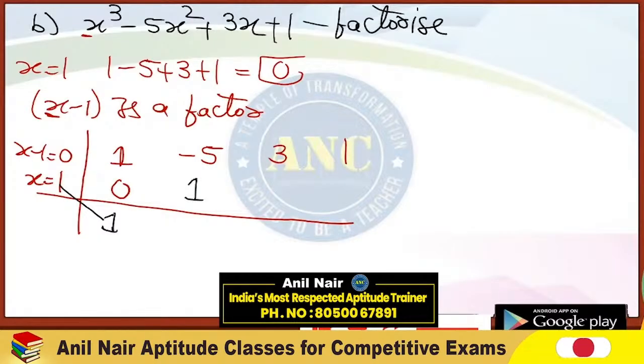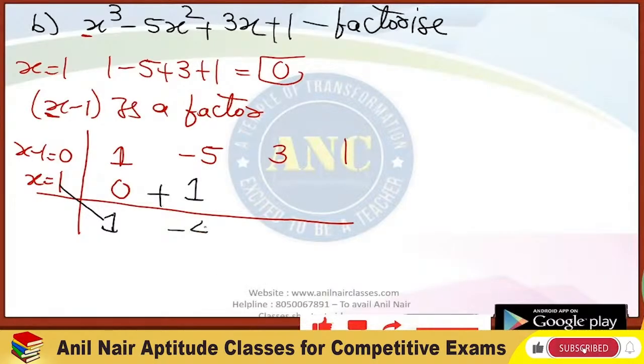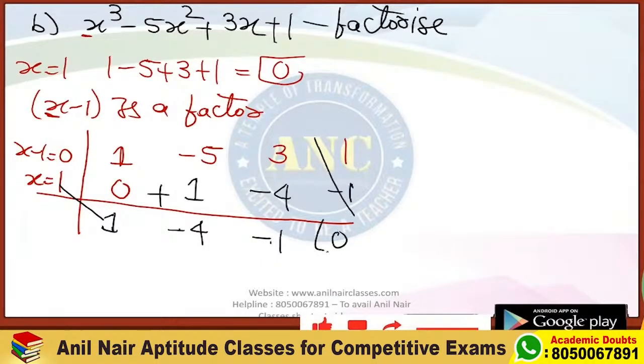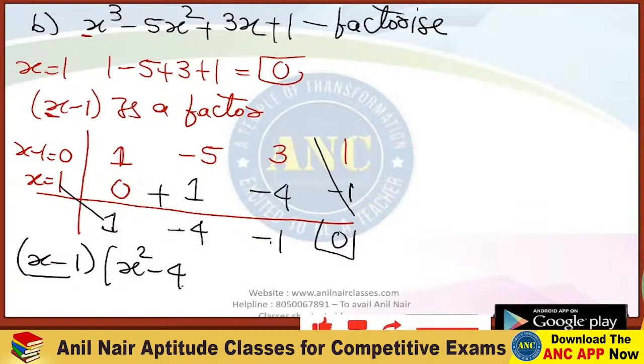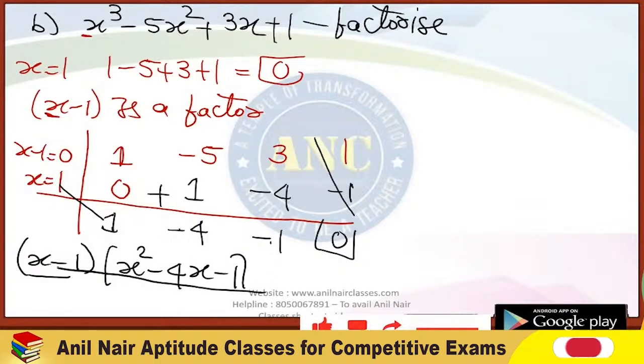1 ones are 1. Add it: minus 5 plus 1, minus 4. Cross multiply, minus 4. 3 minus 4, minus 1. Minus 1 into 1, minus 1. 1 minus 1, 0. That means x minus 1 is a factor. Degree is 3, I got degree 1. Next it is x square minus 4x minus 1.